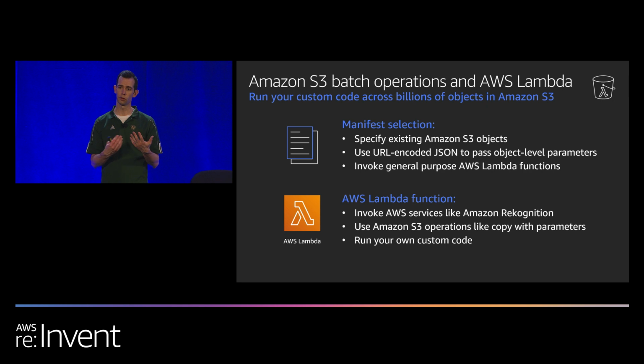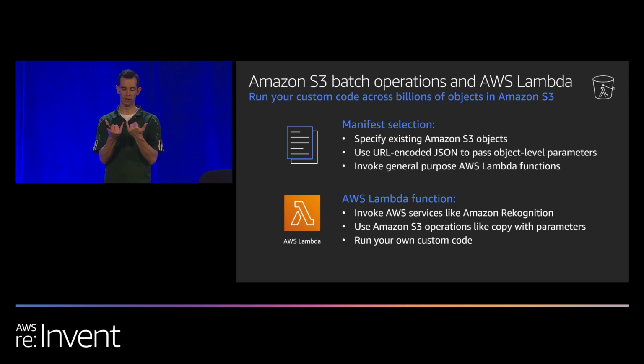Other ways customers have looked to use this feature: you can use the base case of, here's a list of S3 objects, go ahead and perform this operation. But if you want to send more information to your Lambda function, you can use URL-encoded JSON in that manifest, and that's where you can send along parameters. So something like, I want to rename some keys in my bucket. I want to take the existing naming structure and change it slightly.